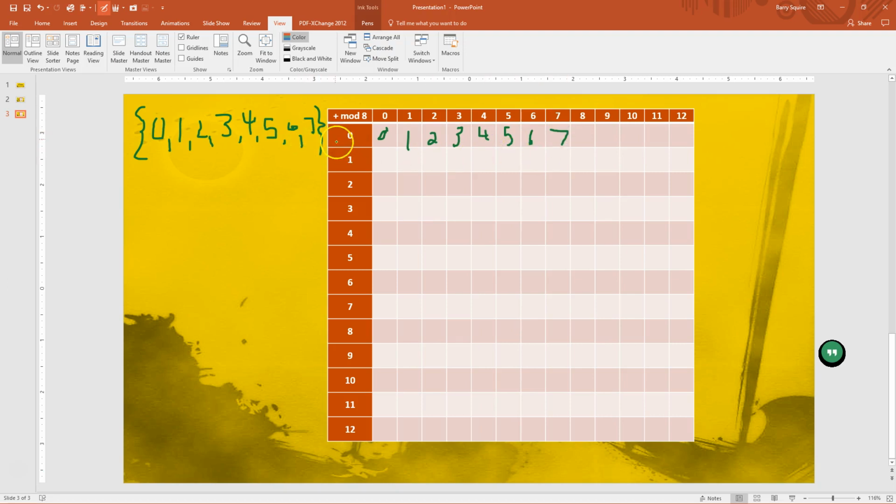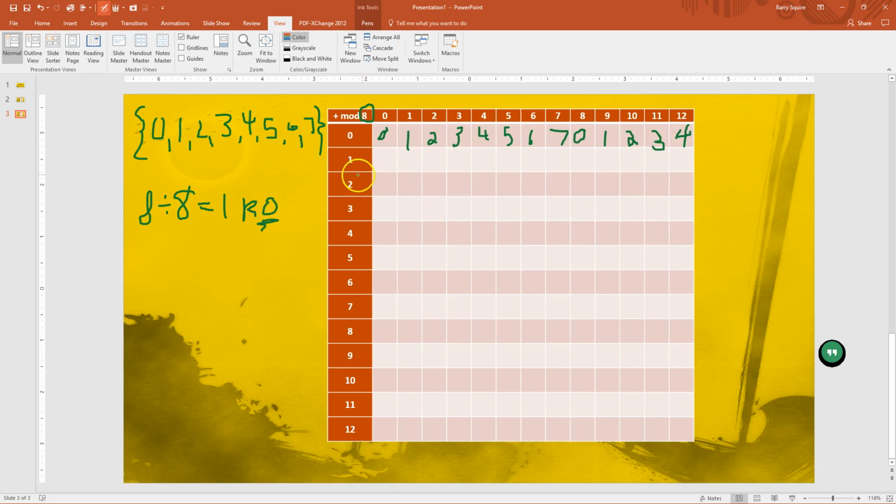Now we start running into trouble. 0 plus 8 is 8. Well, let's see. 8 divided by our modulus, which is 8, is going to give me 1 with a remainder of 0. And that's what we care about as our remainder. So we have 0 here. 9 is going to be the same thing with a remainder of 1. 10, same thing, remainder of 2. 11, remainder of 3. 12, remainder of 4.